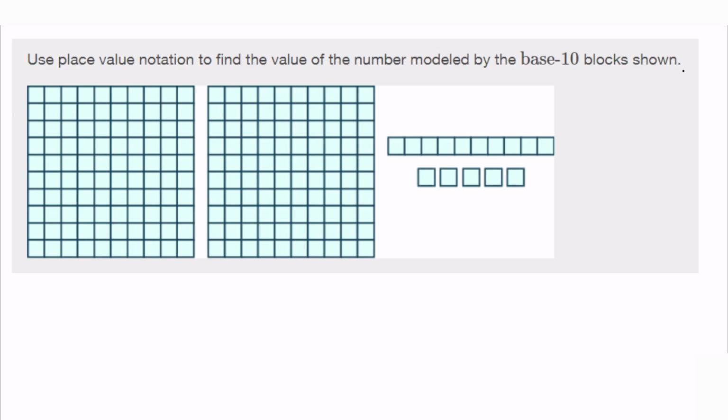We have a question here. Use place value notation to find the value of the number modeled by the base 10 blocks shown. So they give us a set of blocks here. To solve this problem, we need to understand what these blocks are.